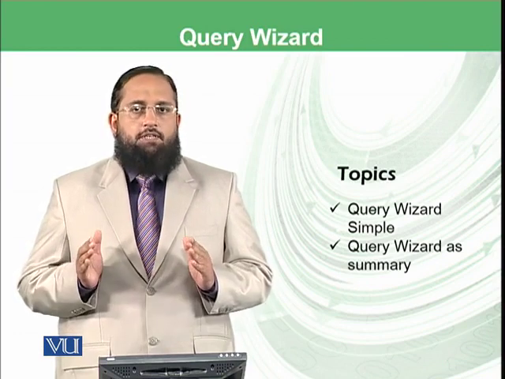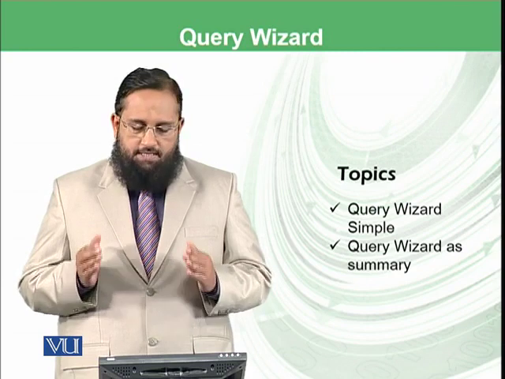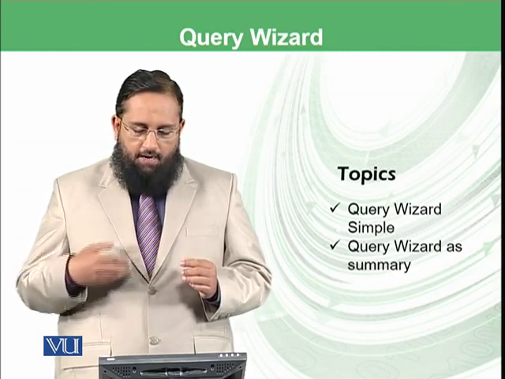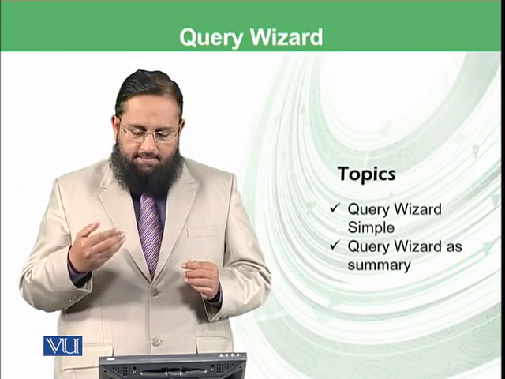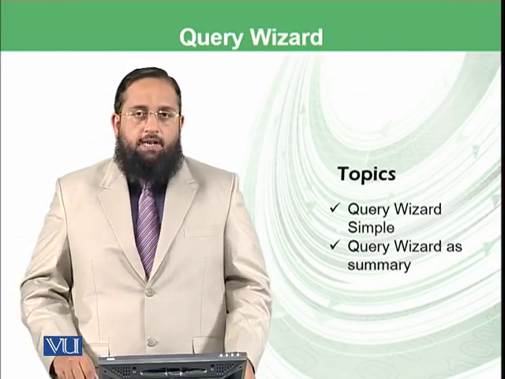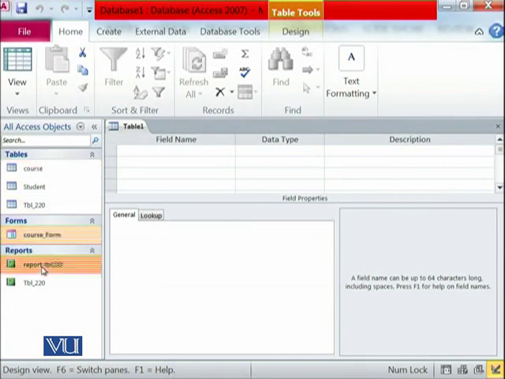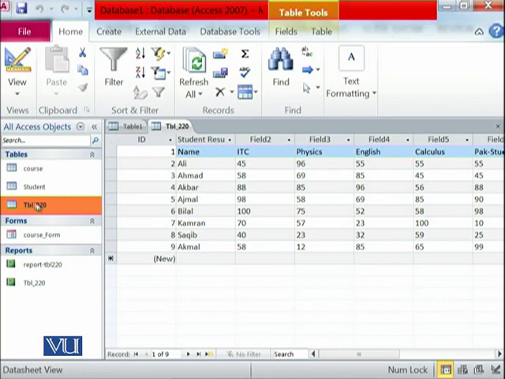So we will be focusing only on very basic ways, that is, how we can use the query wizard, and how we can use the query wizard as summary and as simple. So let's start the practical. So we have the same file where we have different tables, forms and reports. So let's say we want to form some queries on TBL220.